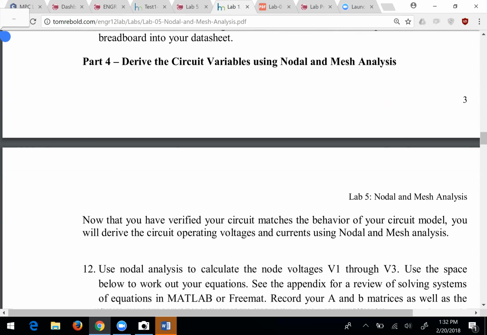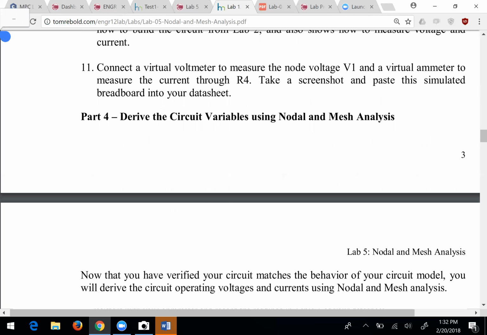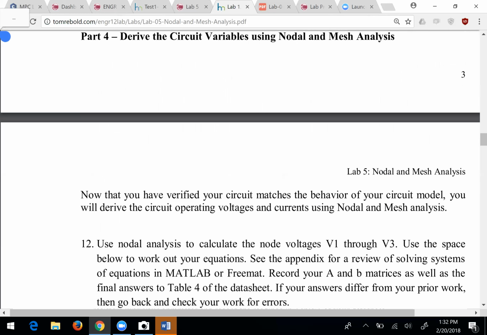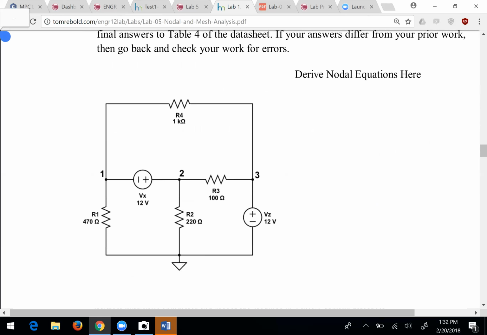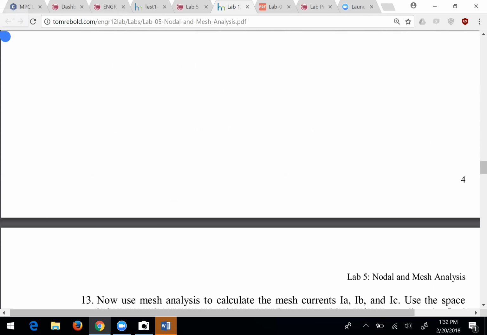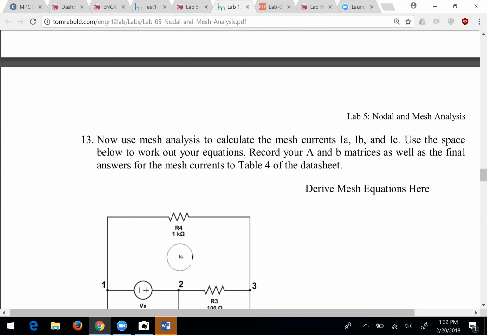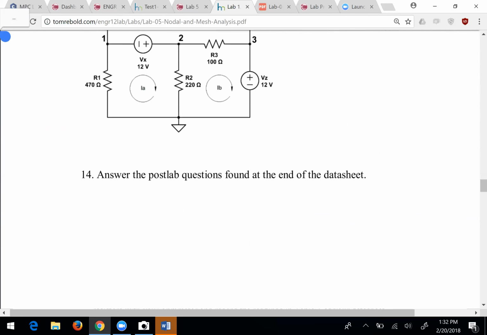All right, now the last part. That's why it might be a good idea to make part 3 optional. Now I'm sort of thinking that we don't want to take too much time away, because part 4 is where you've got to derive all those variables using nodal and mesh analysis. So that same circuit that you just did, there's some paper there for you to derive the nodal equations. There's some space on your handout. There's another space on your handout to do the mesh equations. Using these labels for the mesh currents, derive those things.